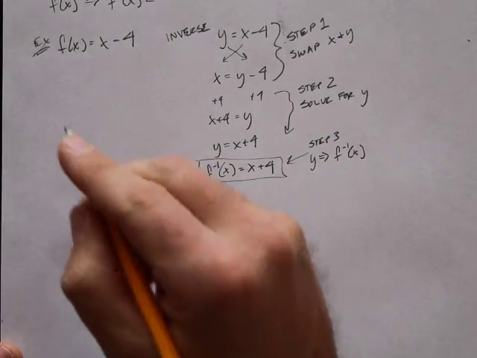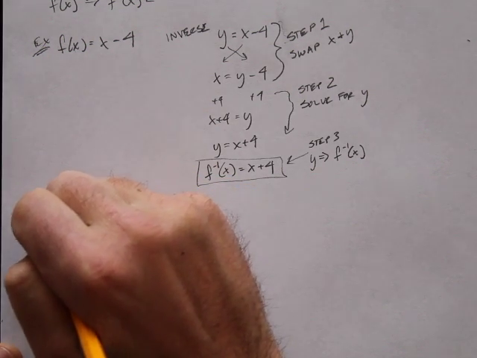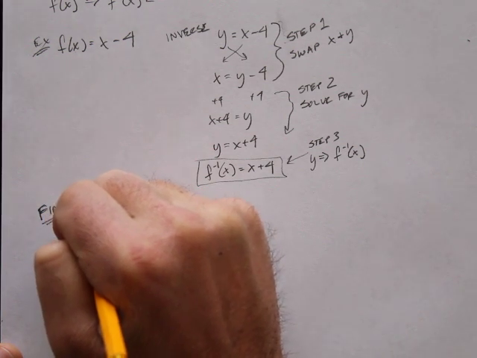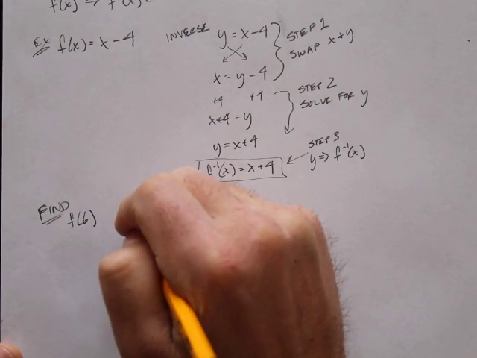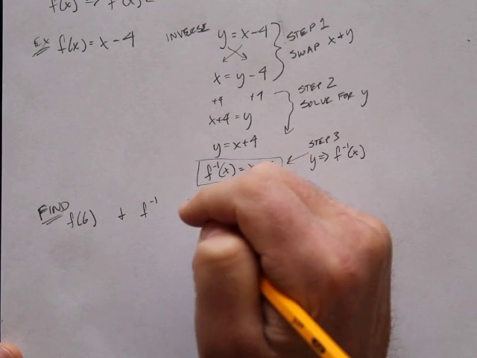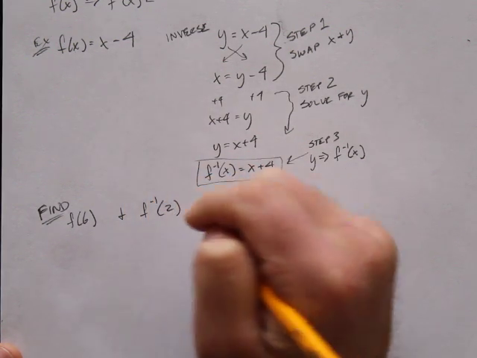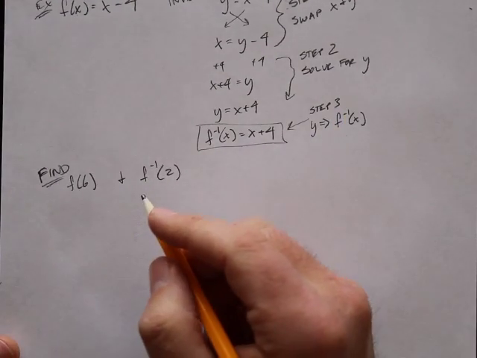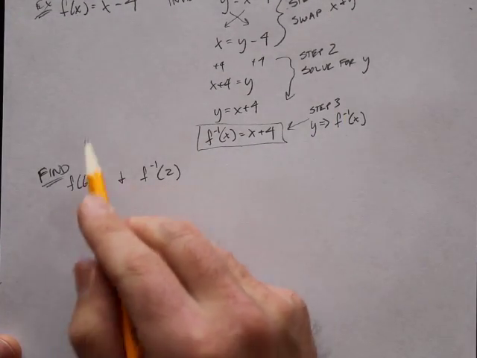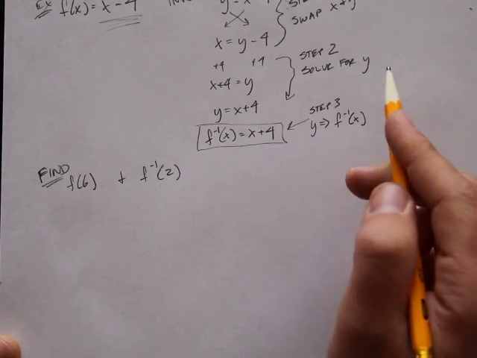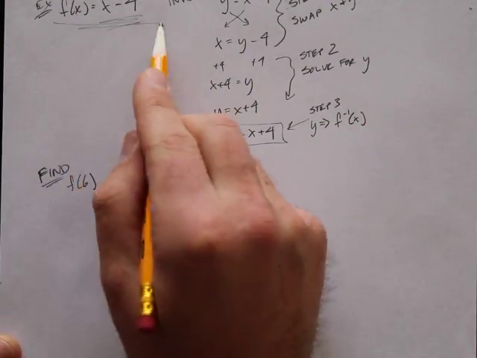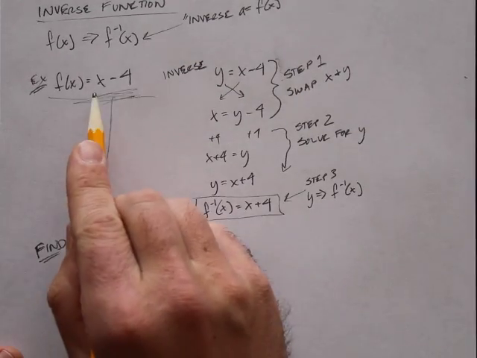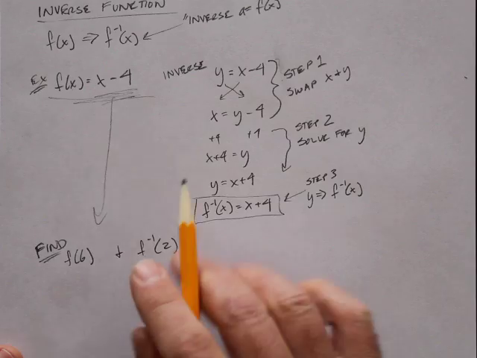So here's what we're going to do now. I'm going to do an example. And this one is find f of 6 and inverse of f of 2. All right, let's see what I'm talking about here. So we're using this same equation up here still. We're still using this f of x equals x minus 4.